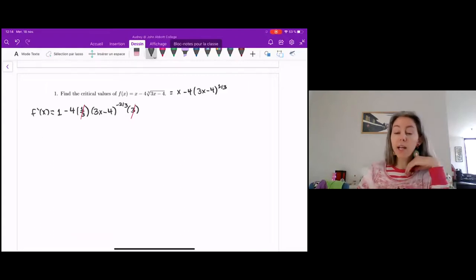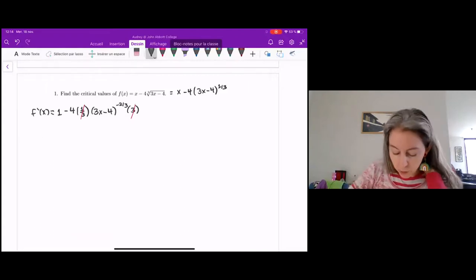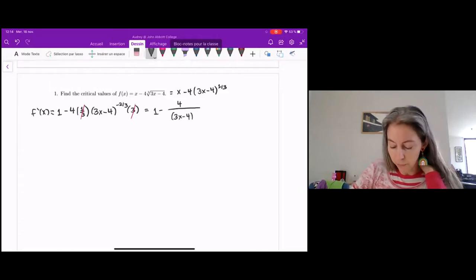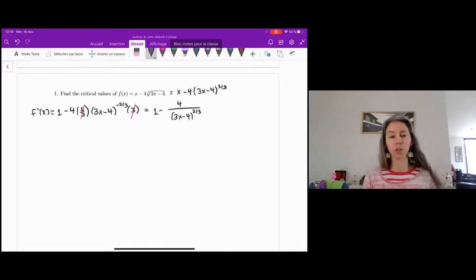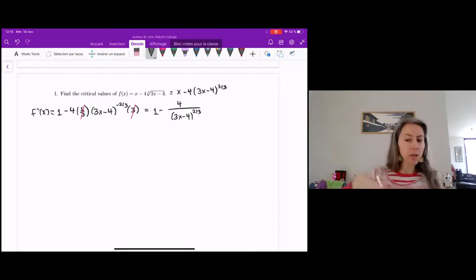I also know that I need to get rid of negative exponents when I am simplifying, so I'll have 1 minus 4 over (3x minus 4) to the positive 2/3. Now that 4 stays on top because it's 4 times that thing. That 4 is in the numerator, it's not 1/4 times, it's 4 times. The 4 is not to the power of negative 2/3, it stays up top.